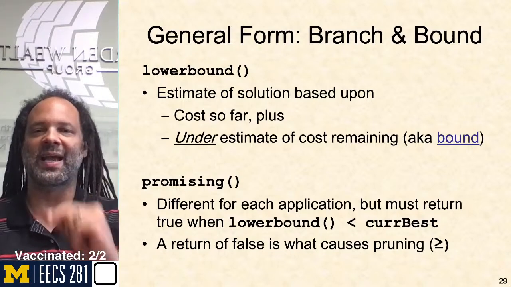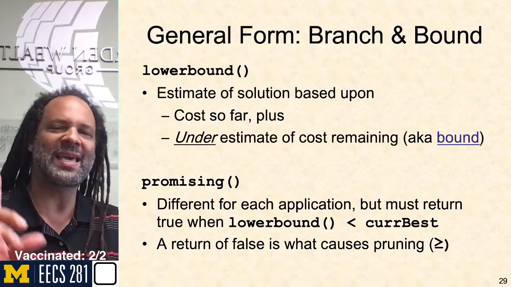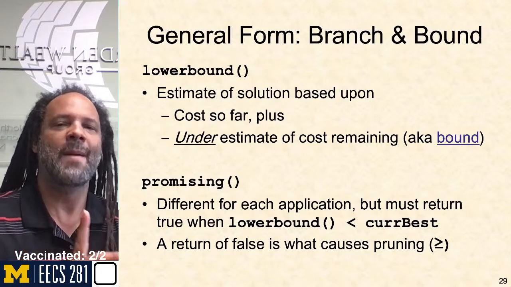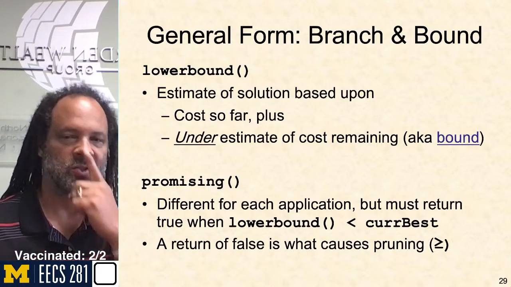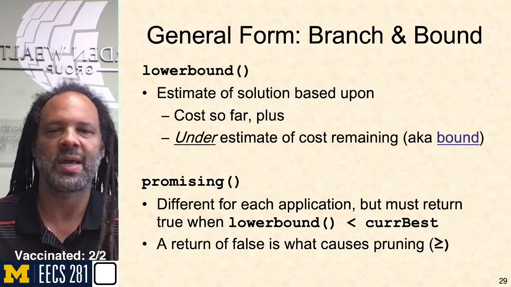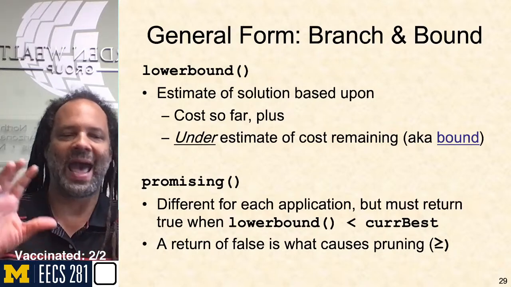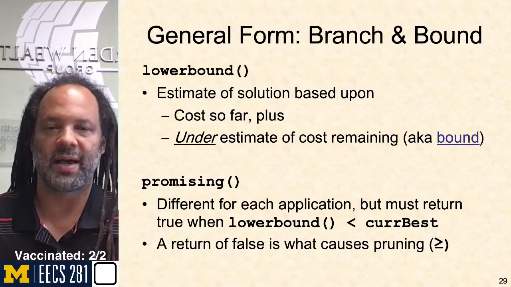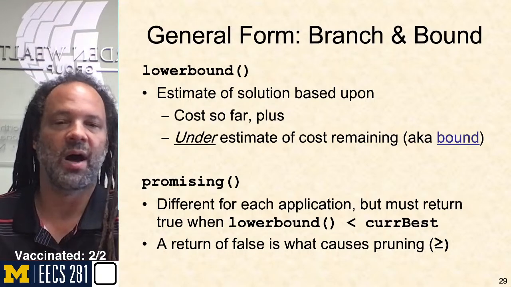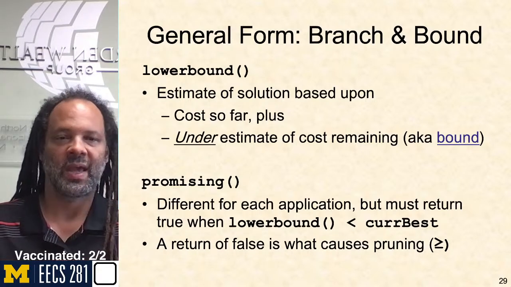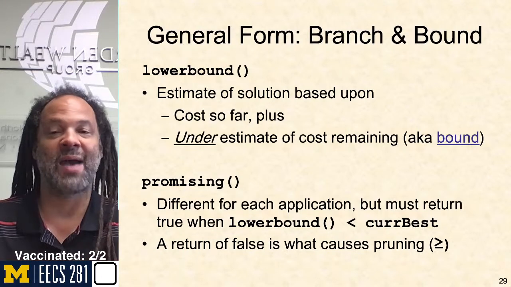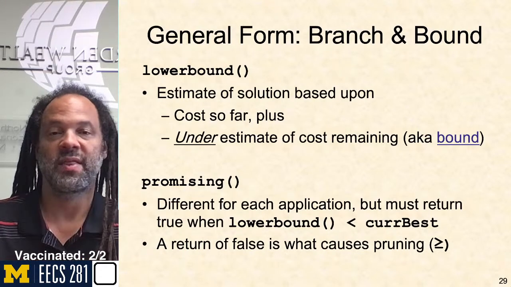It will say, that looks like a bad idea, don't try it, even though the optimal solution may lie along that path. So it's important that this lower bound be this combination of what I actually have spent so far plus some underestimate of what remains. If it's an overestimate, then I will probably prune the best solution.